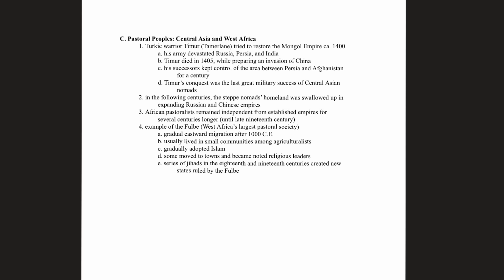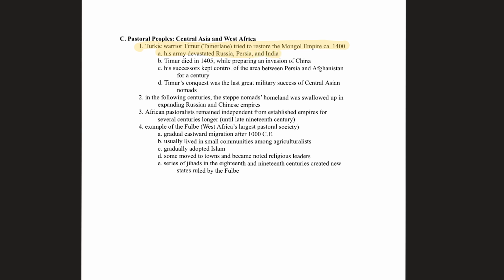So, the last types of human society that we're going to see in the 15th century, and again, they're also going to be one of the groups that isn't going to last in any substantial way outside of the 15th century, are those pastoral or nomadic people. And a group that you're going to hear mentioned for the next couple chapters, kind of on and off, are the Mongolians. And here, round about 1400, we have a Turkic warrior by the name of Timur who tries to restore the Mongol Empire. His army is going to devastate Russia, Persia, and India.